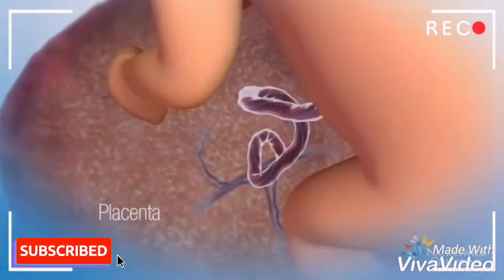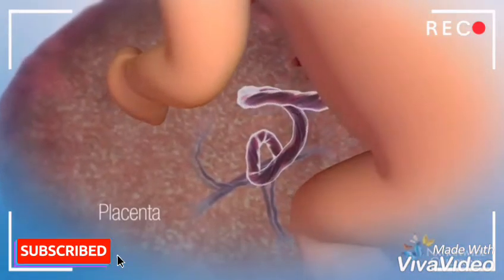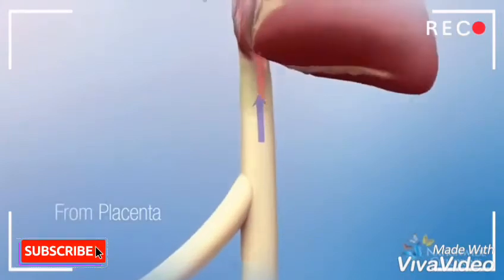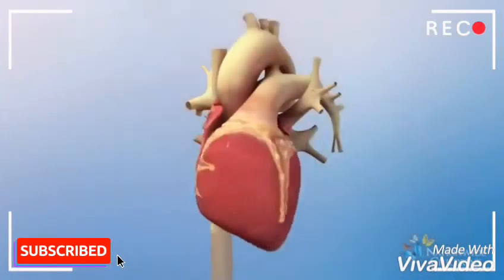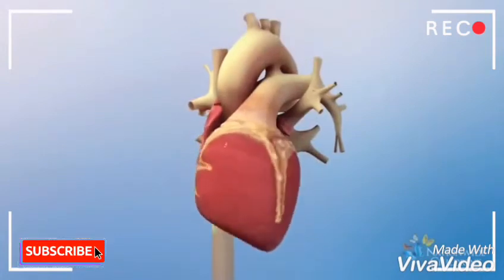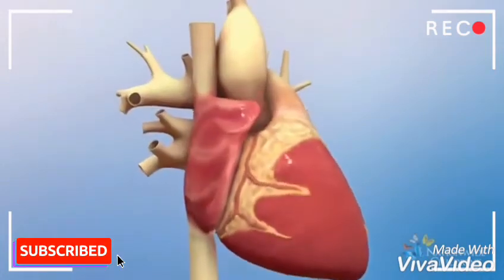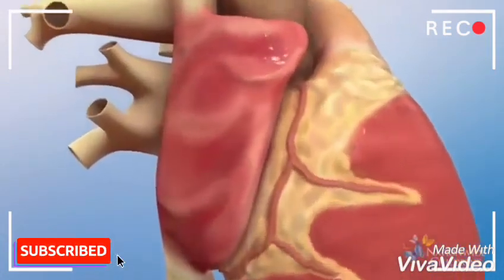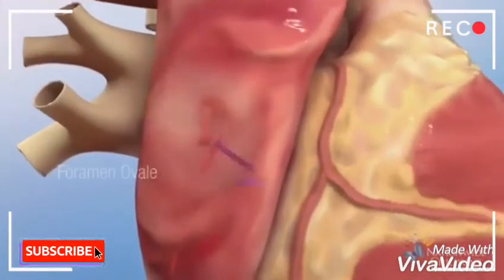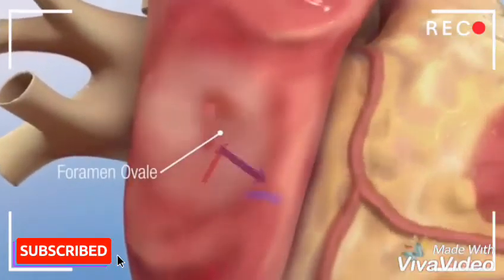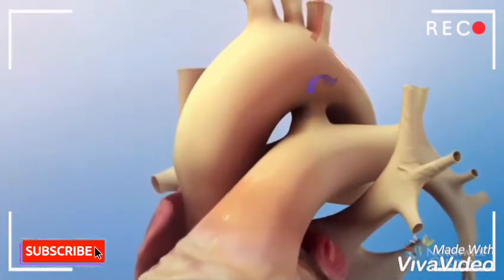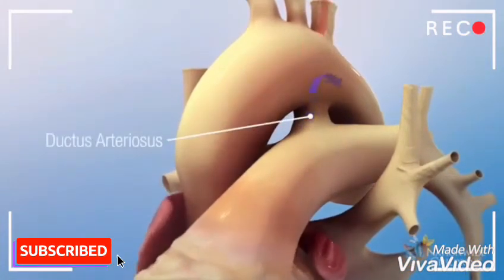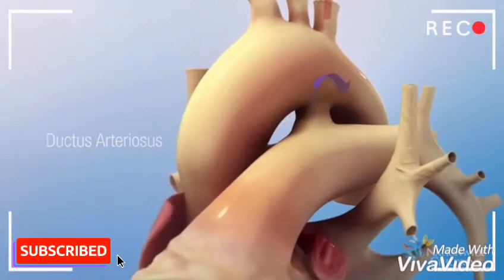In the uterus, the fetus receives oxygen from the placenta, so blood can bypass the lungs. Blood bypasses the lungs in two ways. One way is through an opening in the wall between the right and left atrium called the foramen ovale. The other way is through a connection between the aorta and pulmonary artery called the ductus arteriosus.